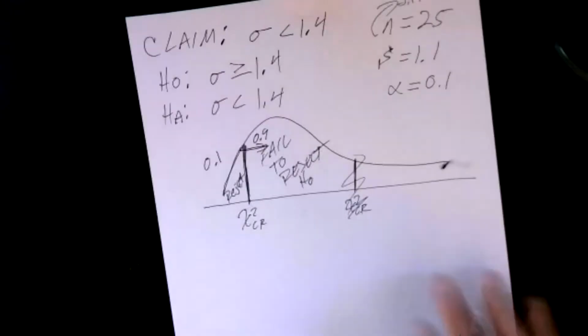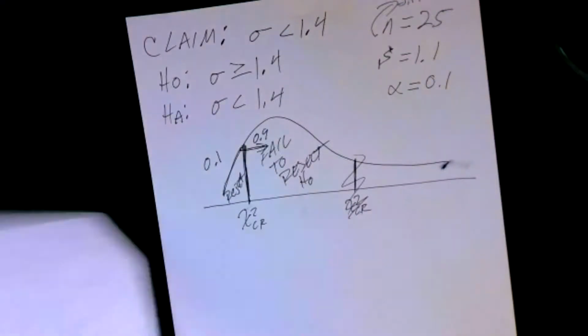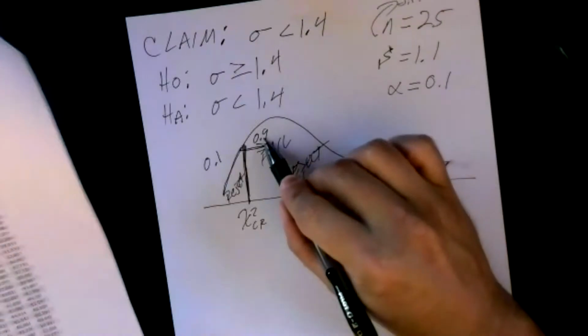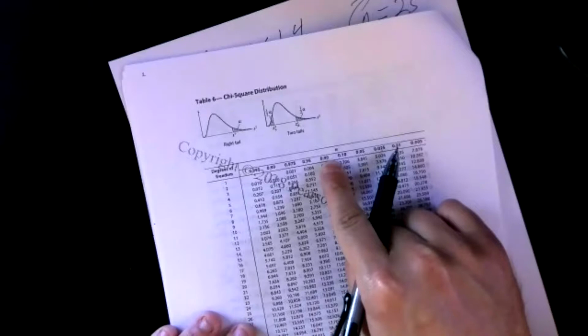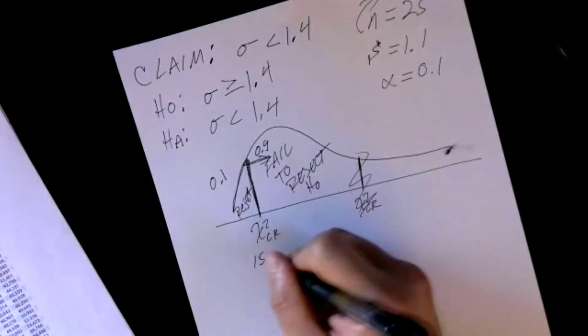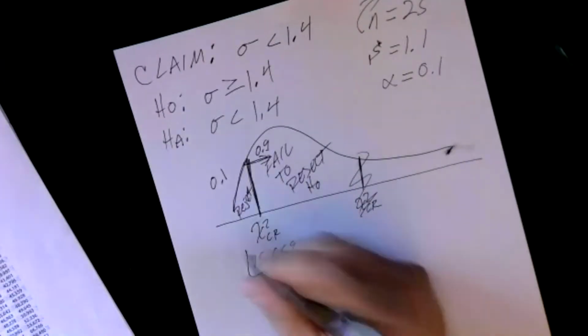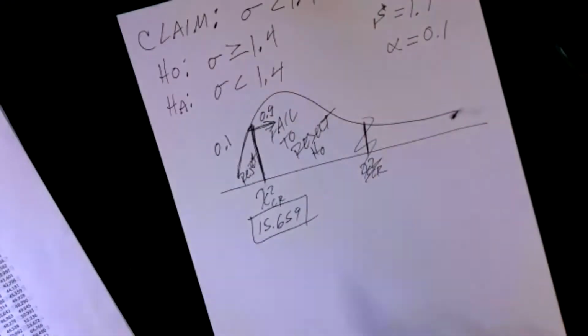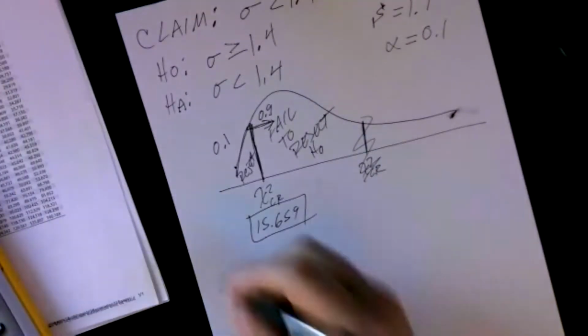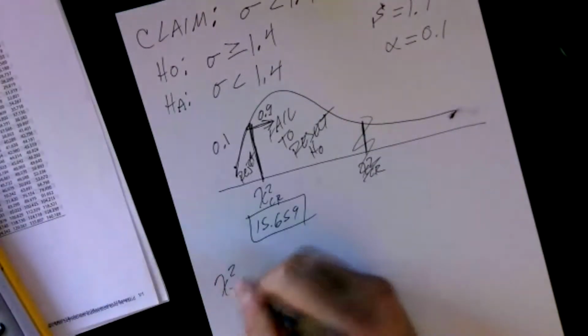Okay, let's go to the table. The area to the right is 0.9. We go to the 0.9 column, go down to degrees of freedom of 24, 15.659. So that's the cutoff between reject and fail to reject. Find the test statistic.